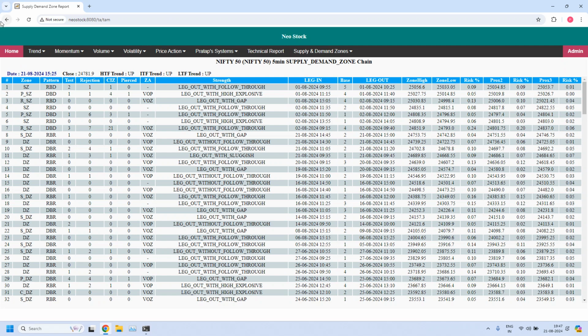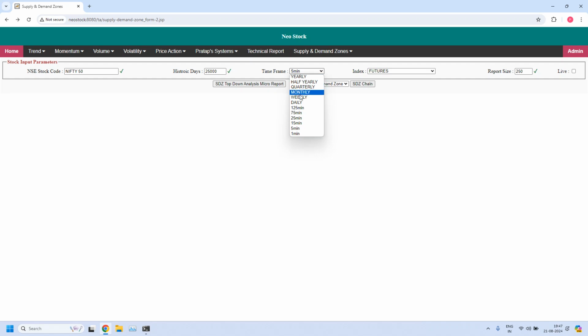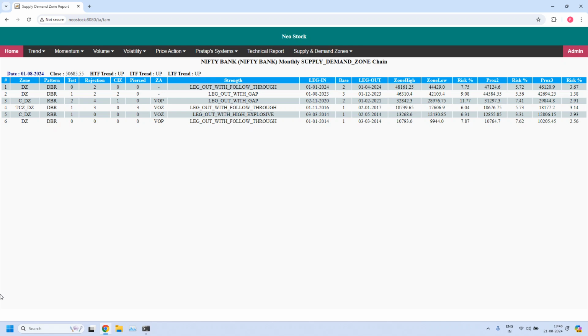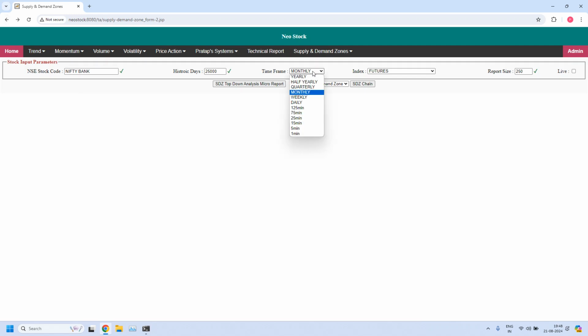Next we will generate for BANKNIFTY, starting from monthly. So NIFTY Bank, that is nothing but BANKNIFTY. So I am generating a monthly supply demand zone chain for BANKNIFTY. Next time frame is weekly. I am generating weekly supply demand zone chain for BANKNIFTY.